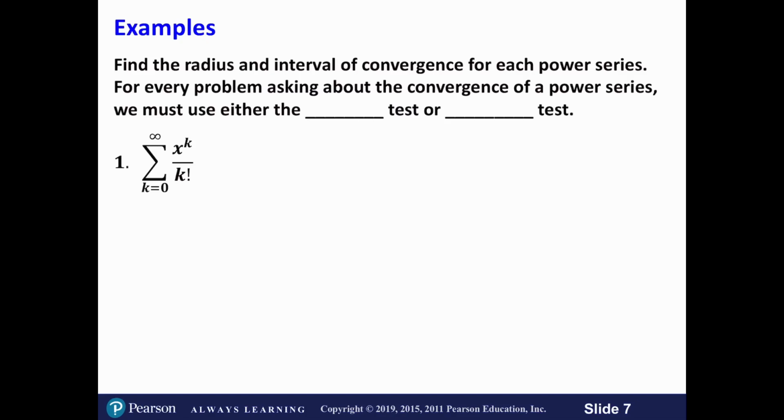Anytime you get one of these problems that asks you about the convergence of a power series, you are going to use one of 2 tests. You are either going to use the ratio test or the root test, our favorite tests, because they are very easy. Generally the ratio test is the way to go, but sometimes the root test is actually simpler. So let's explore them. We are going to use the ratio test for this first example.